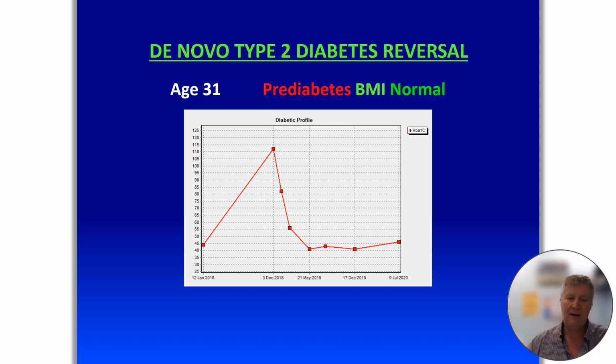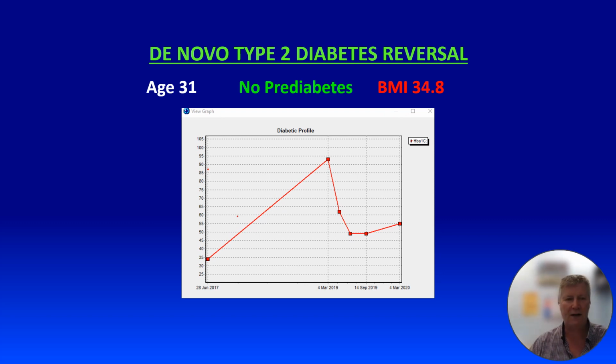And you can see that he was not overweight, had normal BMI, and was able to reduce his HbA1c down to 41 from 112 in a matter of just a few months, 6 months in fact. And this is quite incredible and quite doable.